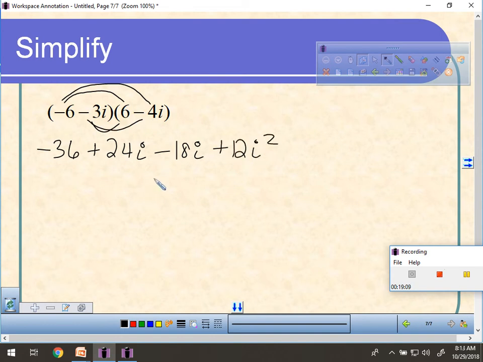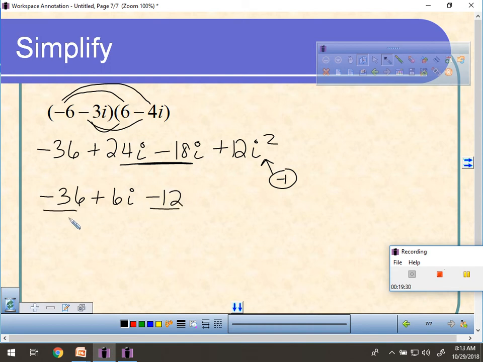And so then the next two things I'm going to do: I know that this is i squared, so that's equal to negative 1. And then I can combine these two together. So I'm going to have negative 36, 24i minus 18i is going to give me 6i, and then 12, but this i squared is negative 1, so that's going to give me a negative 12. And then I notice that I can combine my like terms here, negative 36 and negative 12, that's going to give me negative 48 plus 6i.